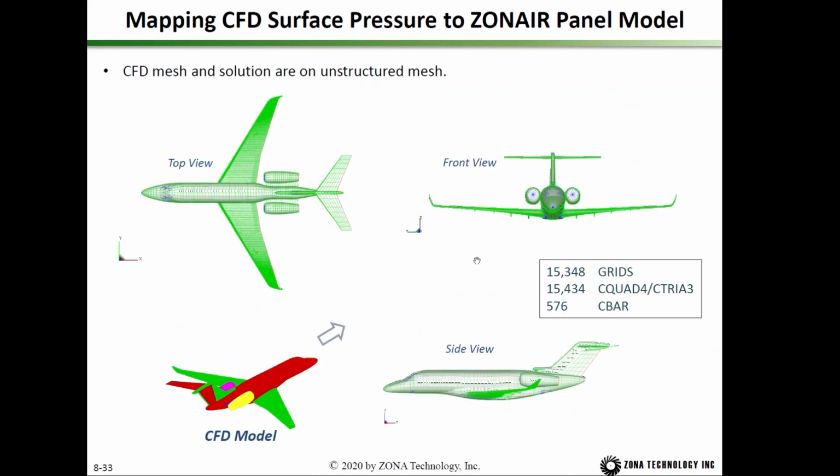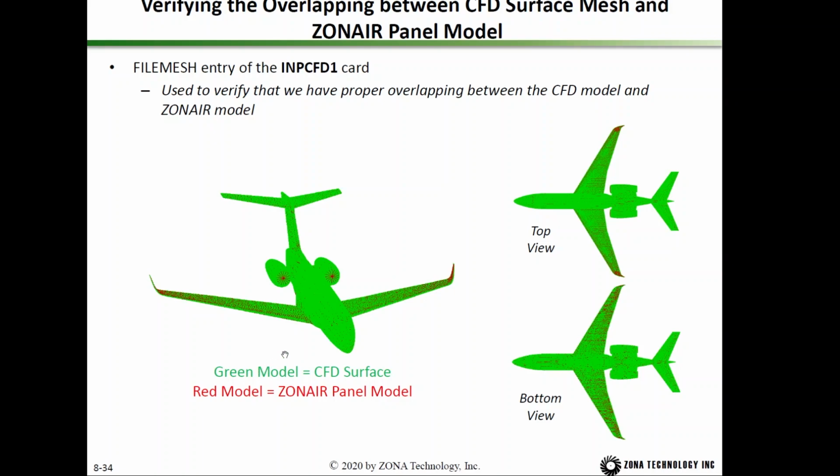The next case is for a business jet, and we have a CFD model, and we want to replace the ZONAIR computed CP by the CFD generated CP. It is an unstructured mesh, so we use the IMP CFD1 card.